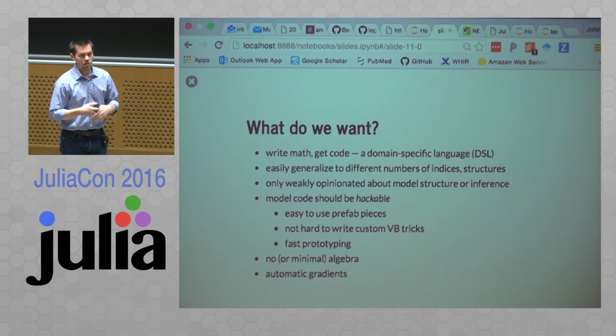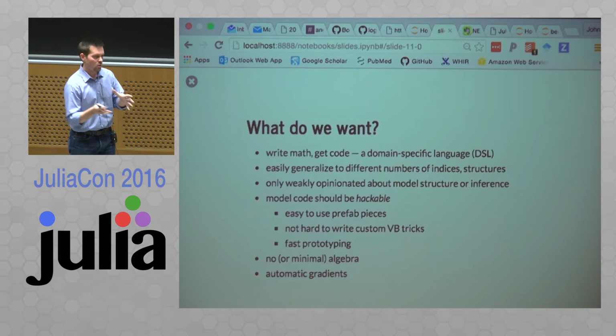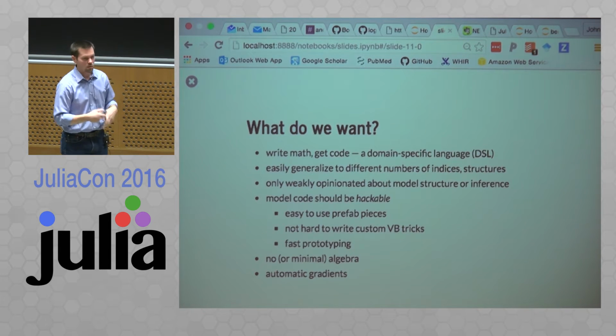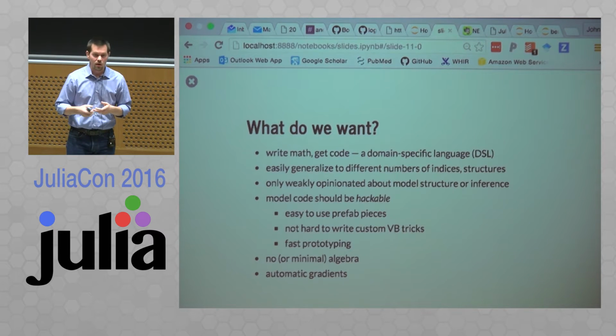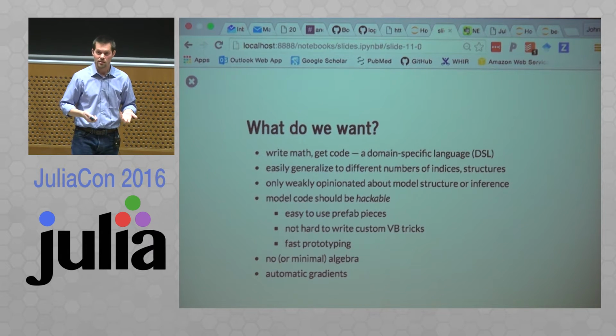So ideally, what would we want? Well, we want something where we can write math and get code. That is, we want something where we have a domain-specific language, something that looks as close to the real math as possible, that's something intuitive for practitioners to write, or at least people who are on the more sophisticated end of practitioners, who are doing research in machine learning. We would like to generalize across indices. I don't want to rewrite my entire code base if all of a sudden I've got an extra variable and I want to index everything by that.